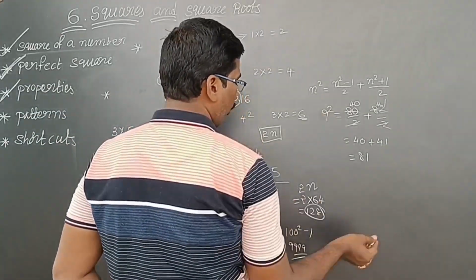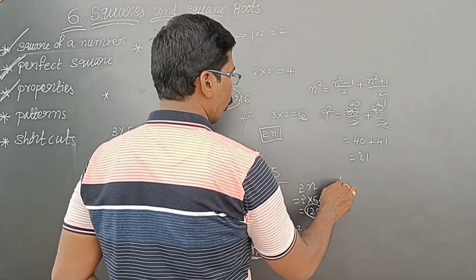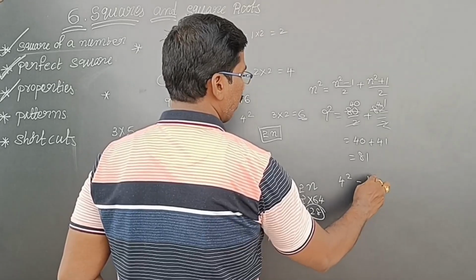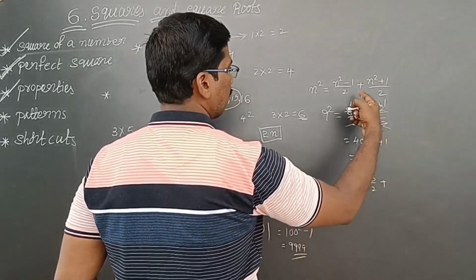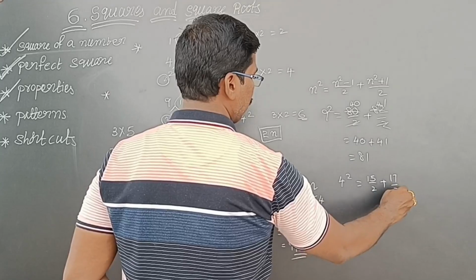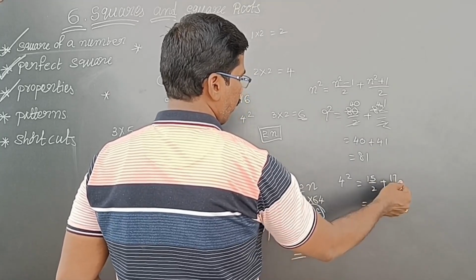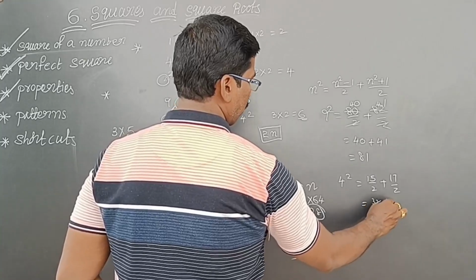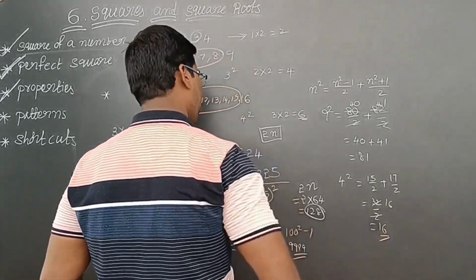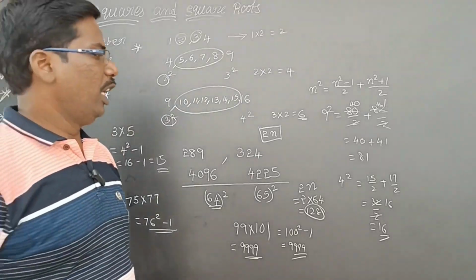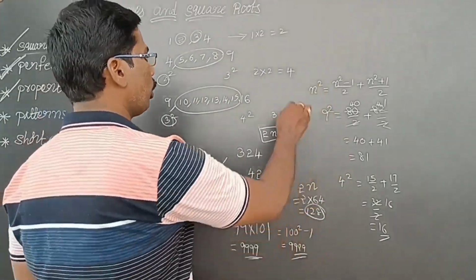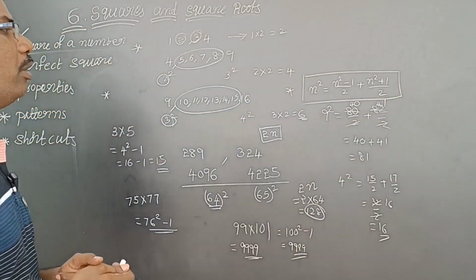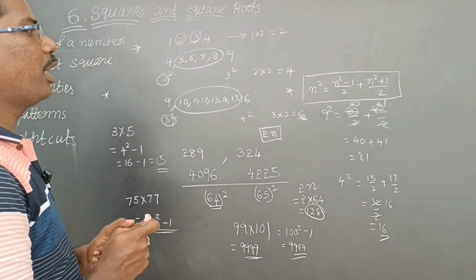Let us suppose we take an even number. For example, 4 square. So 4 square is 16. 16 minus 1 is 15 by 2, and 16 plus 1 is 17 by 2. So 15 plus 17 is 32, and 32 by 2 is 16. So you take any number. Any square number can be written as, this is one more property, n square minus 1 by 2 plus n square plus 1 by 2.